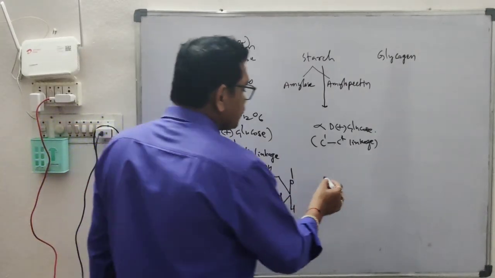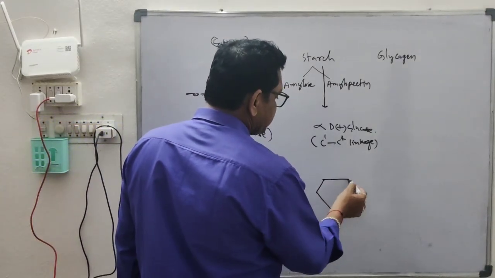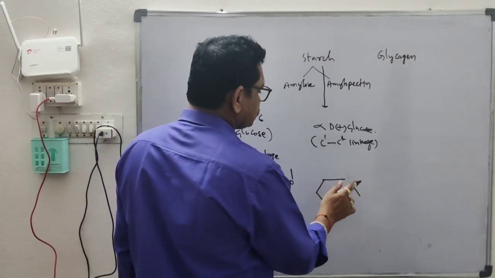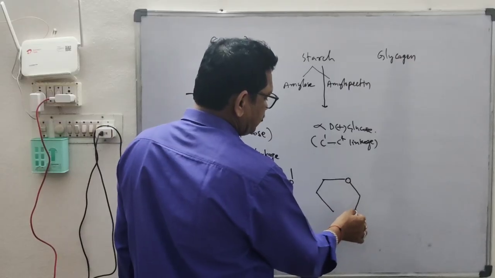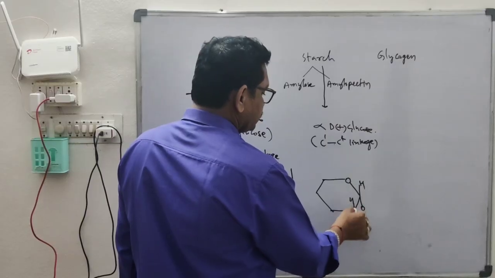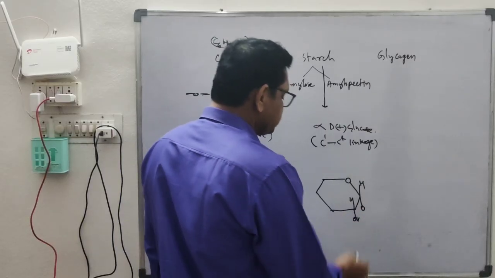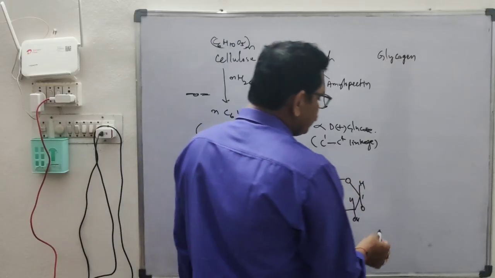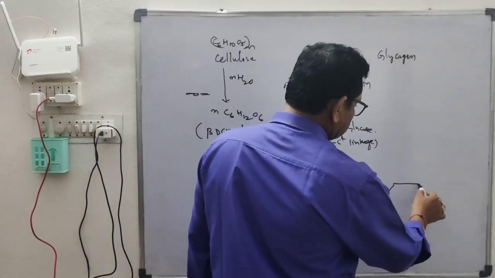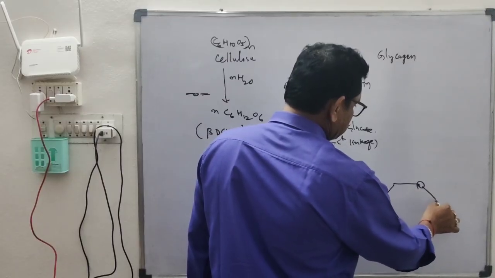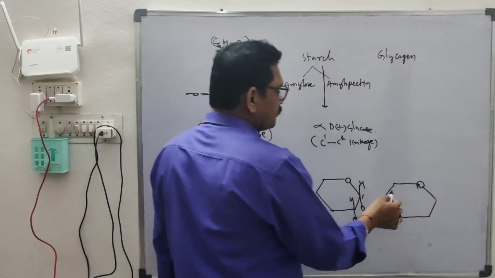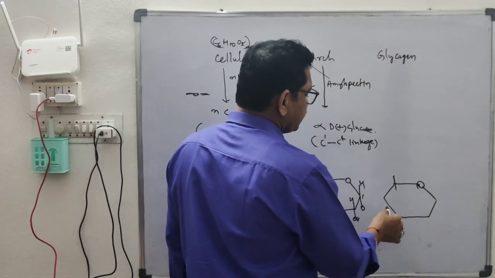So what is the difference between alpha and beta? Alpha means, see, I write the alpha structure. The OH group is downside. Oxygen is downside. This is the C1 carbon. C1, C4 of glucose, another C4 of glucose. A polymer of a number of glucose units, which you get on hydrolysis.